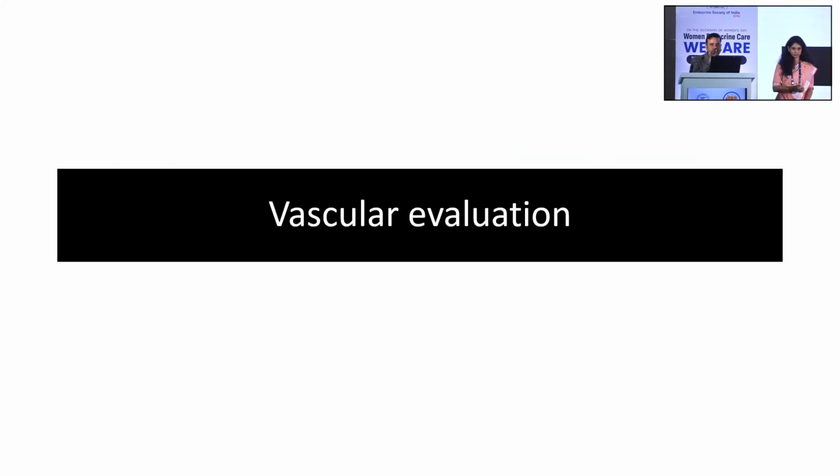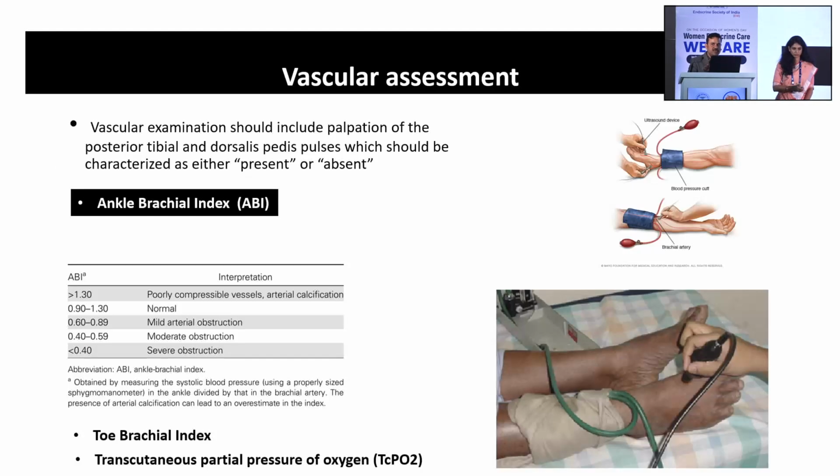So as I have told, we need to do a neuropathy evaluation, and then we need to do a vascular evaluation. For vascular evaluation, Dr. Sahana would be speaking first. The simplest thing we can do is to palpate the distal pulses, and another simple test we can do is the ankle brachial index, which you can do using a simple handheld Doppler.